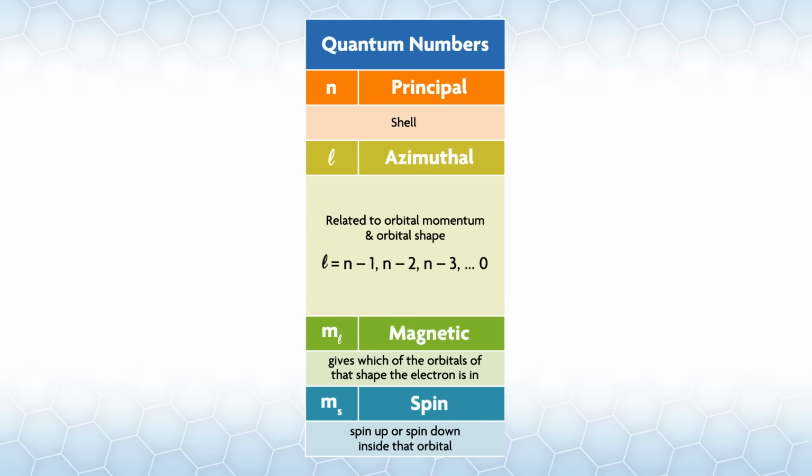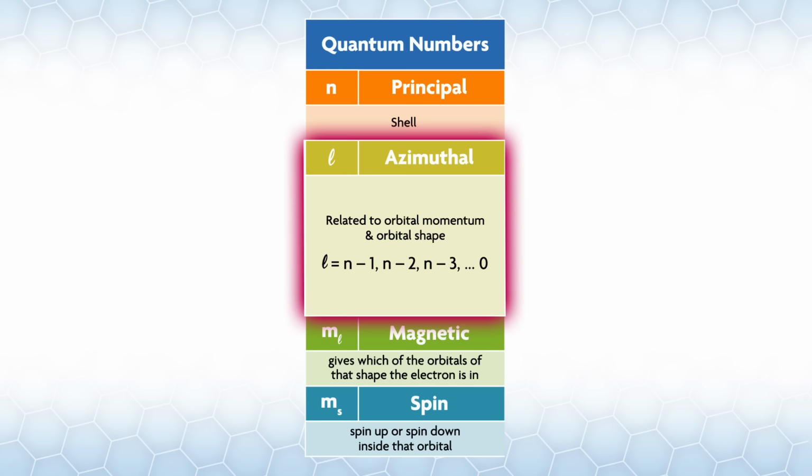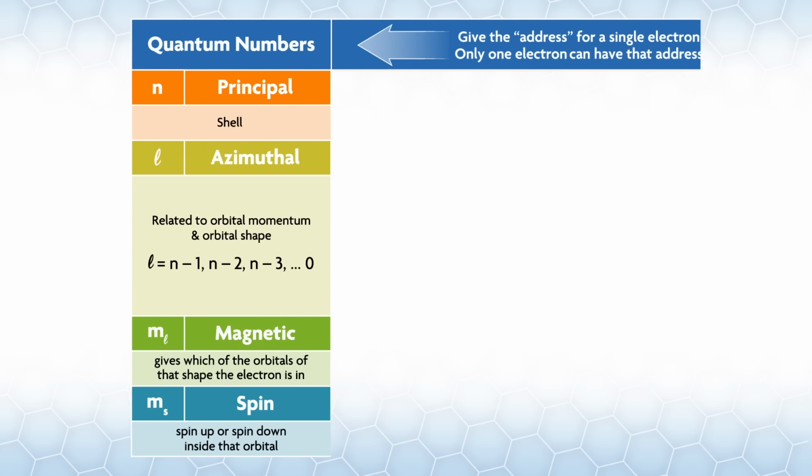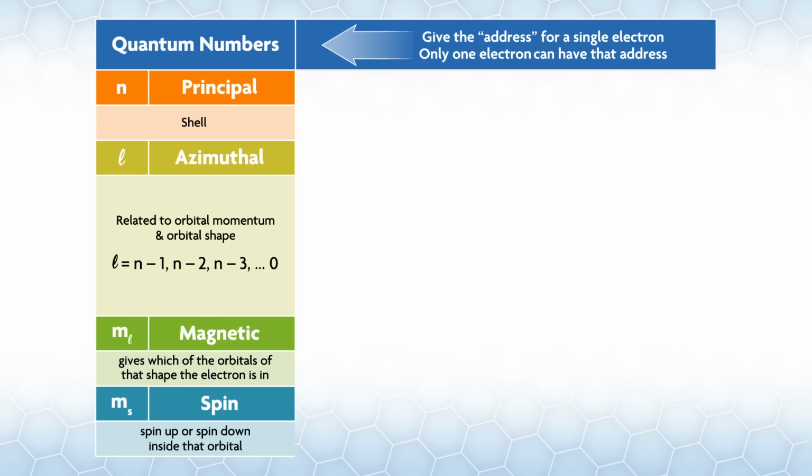Remember that there are four quantum numbers: the principal quantum number, which is given the symbol n. There's what's called the azimuthal quantum number, which is related to the orbital angular momentum and orbital shape, which is given the symbol L. There's the magnetic and spin quantum numbers given the symbols m sub L and m sub S. In any atom, these give the address for a single electron, and only one electron can have that address. The principal quantum number gives the shell. These are integers, n equals 1, 2, 3, 4, etc.